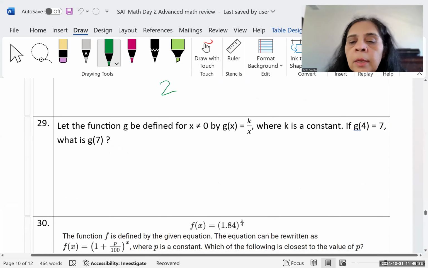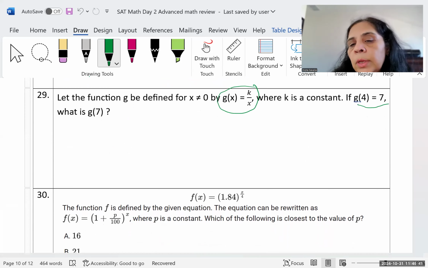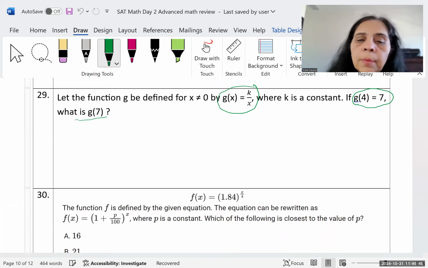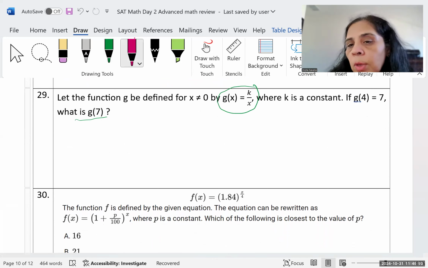Number 29. All right. So we have function f of g be defined as this. And given is g of 4 equals 7. Find g of 7. So what does this mean is we have given is a point. Whatever g of f of k of h of, that is your x. And that is your y value.